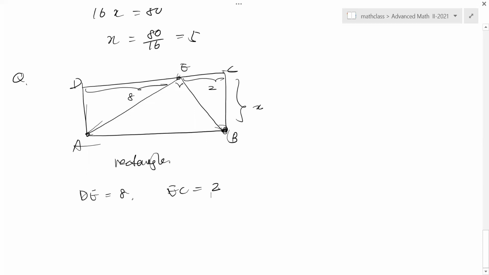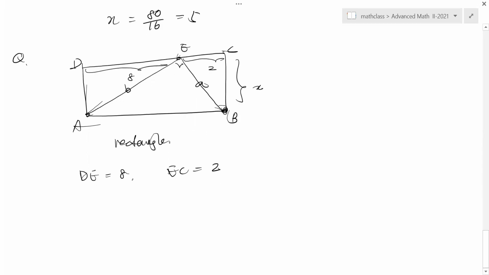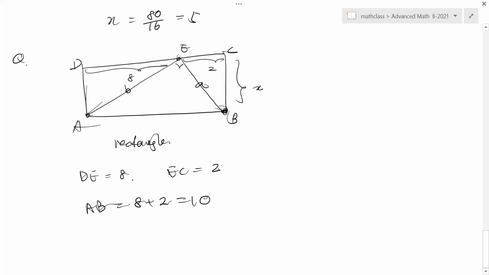I can put A here and B here. You write all the possible identities. So how many right triangles are there? 3. Now what is AB? AB is 8 plus 2, which is 10. That's my hint, because it's a rectangle.